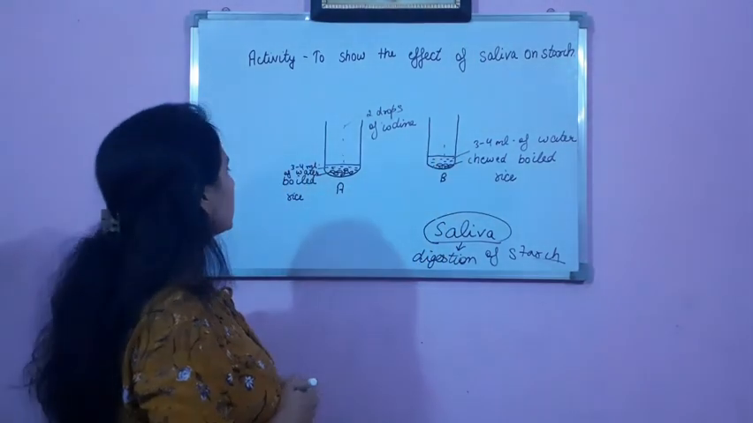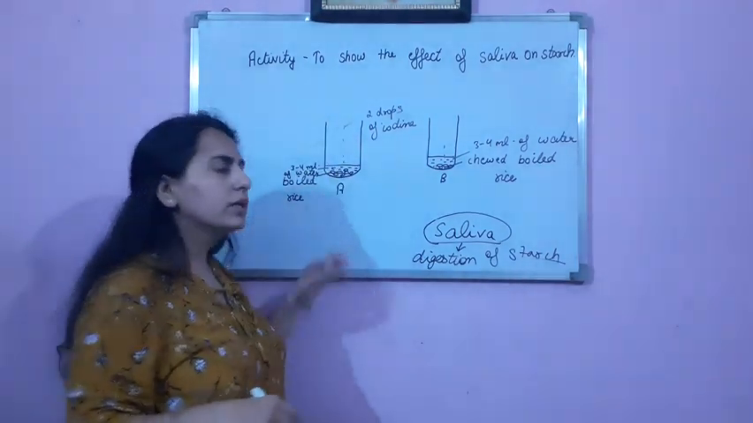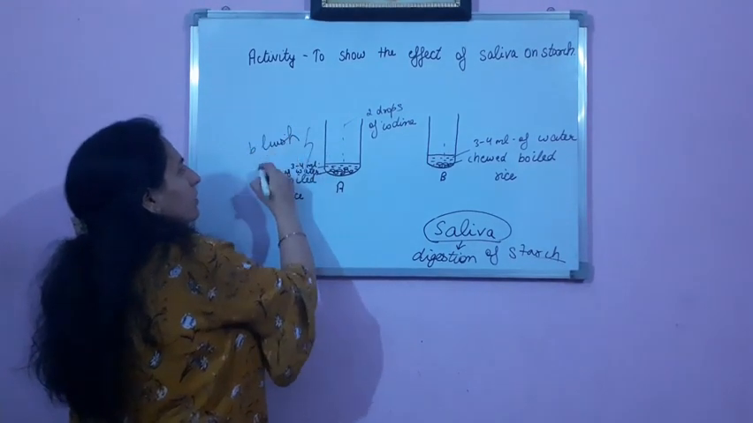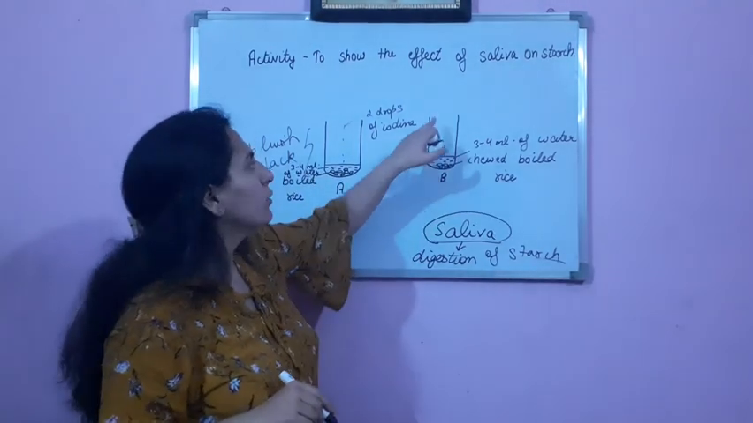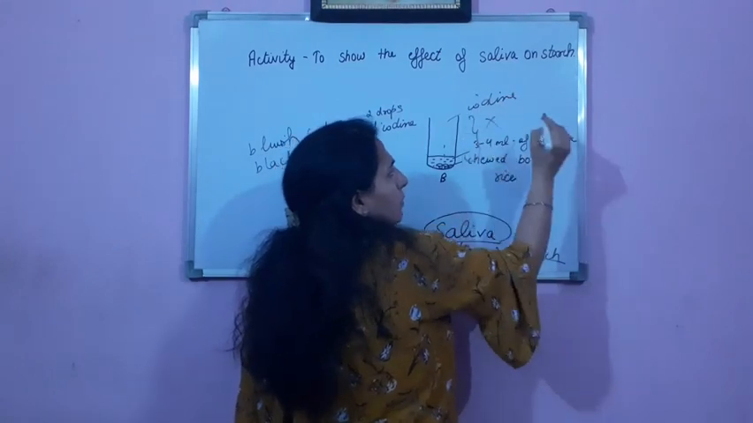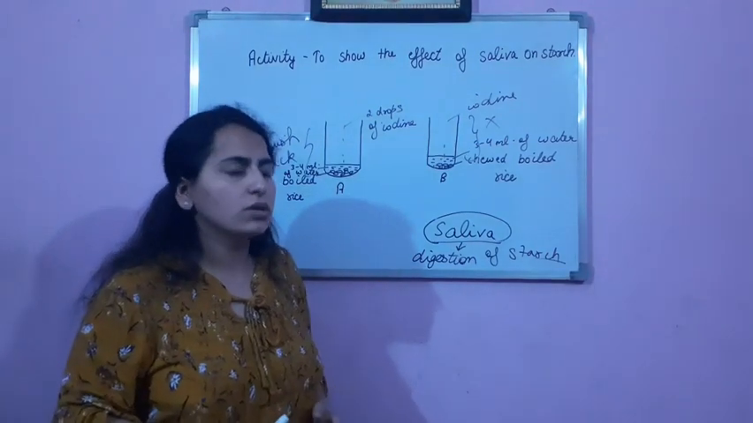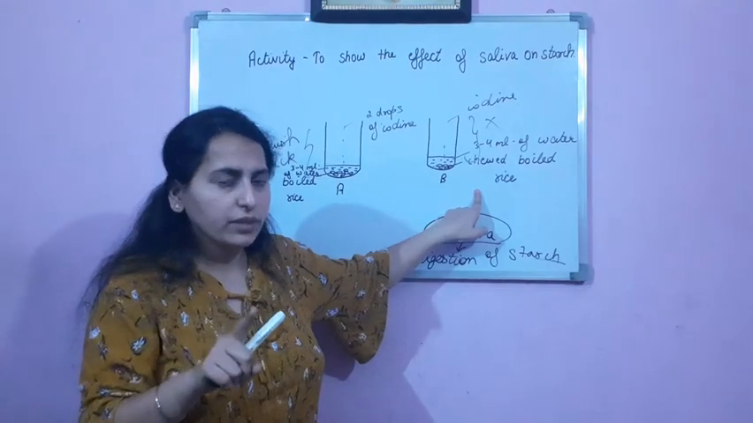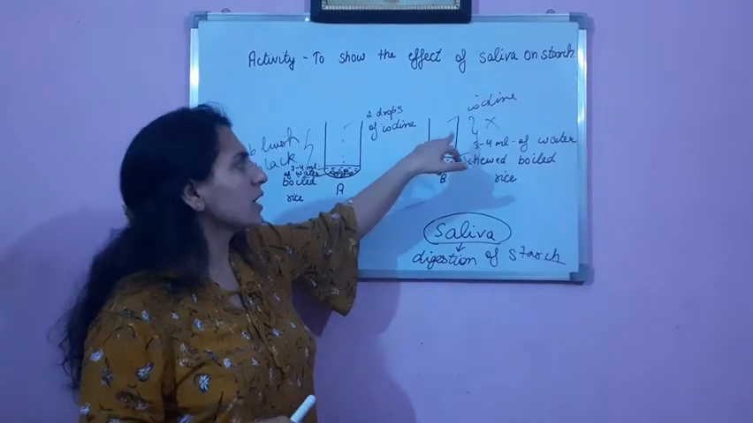Now what will you see in this test tube? As soon as you add the iodine, the color will change to bluish black. But in this test tube, when you add iodine solution, there will be no blue black color. Now, use your previous knowledge. If there is no blue black color, it means there is no starch. And why is there no starch? Here starch is present. Here starch is not present.